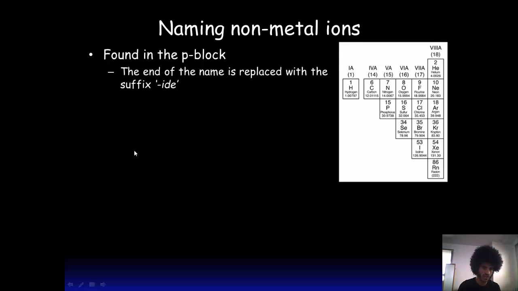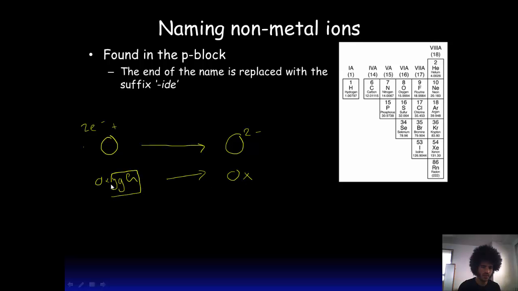As an example, let's take oxygen. Now oxygen is just O. In order for it to be happy, it needs to gain 2 electrons because it's in group 6. So it will then become O2 minus. And you can always write 2e minus plus O, and that will create O2 minus. Now in order to name this, I have to not put in this bit, and this gets replaced by the "-ide". So it becomes oxide.